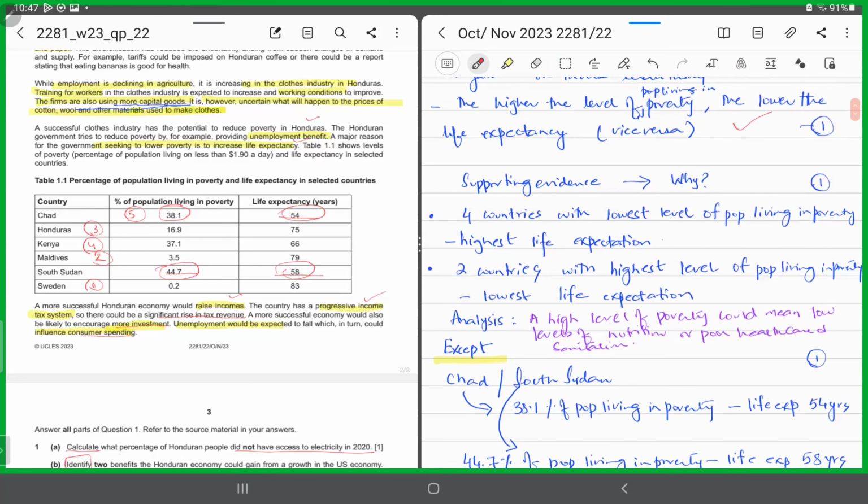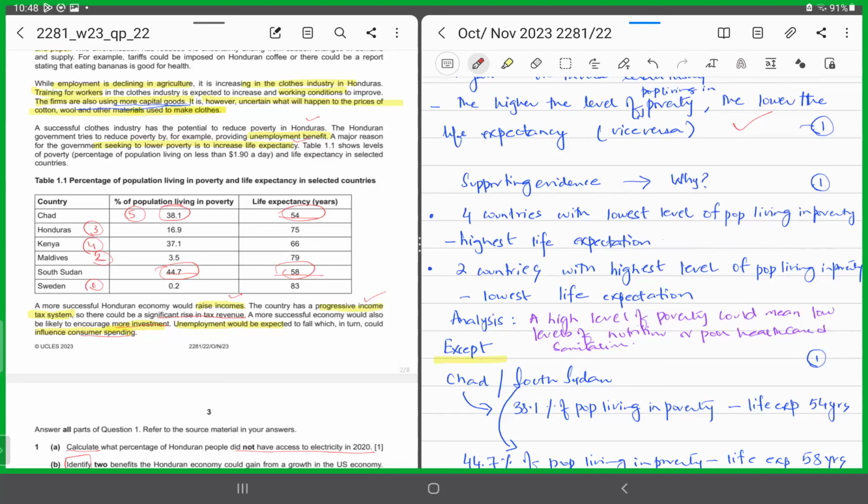You need to justify your statement because we'll say the 4 countries with the lowest level of population living in poverty have the highest life expectancy, right? For instance, Sweden has 0.2% of the population living in poverty and the life expectancy is 83 years, followed by Maldives, 3.5% population living in poverty, and 79 is the life expectancy in years. Then it's followed by Honduras, 16.9% population living in poverty, and the life expectancy 75 years, which is then followed by Kenya, 37.1% of the population living in poverty, and the life expectancy of 66 years, right?